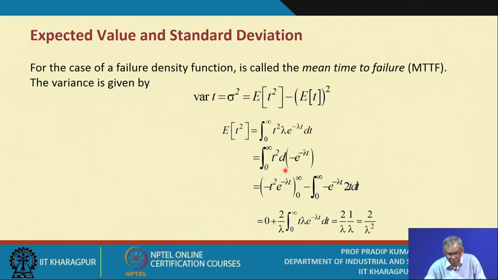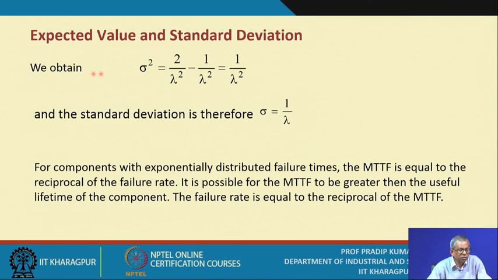Follow these steps one by one, and I am sure you will be able to follow, and you get the expected value of t square as 2 upon lambda square. Then we get sigma square as 2 upon lambda square minus 1 upon lambda square, that is 1 upon lambda square. That means for the exponential distribution, the standard deviation is also 1 upon lambda. So, this is a single parameter distribution.